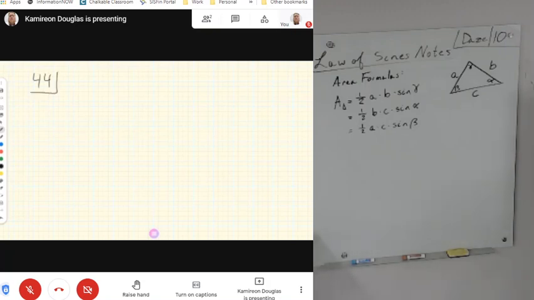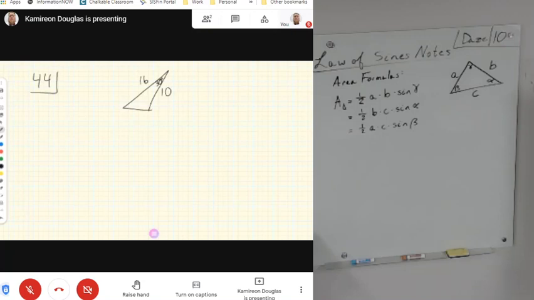The picture for 44 looks as follows. We've got 16, 10, and 30 degrees, and it says, find the area. Well, in this case, I have 2 sides given to me, 16 and 10. I have the angle between them, 30 degrees. So to find the area, I just plug those 3 things into my formula, and the answer just kind of pops out. Here we go.